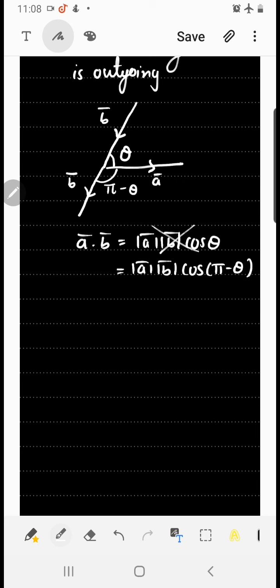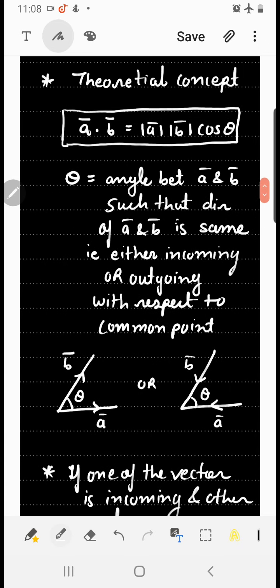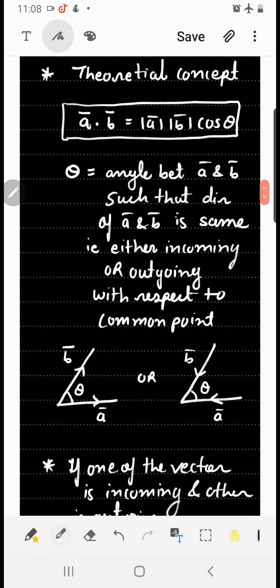Okay, now I'll be calculating after putting the value here, so I'm not using the allied angle in this case. So this is it, the calculation of the theoretical concept of dot product. I repeat one more time. Whenever we discuss the theoretical concept of dot product, we think of this formula which says a bar dot b bar is equal to mod a mod b cos theta.